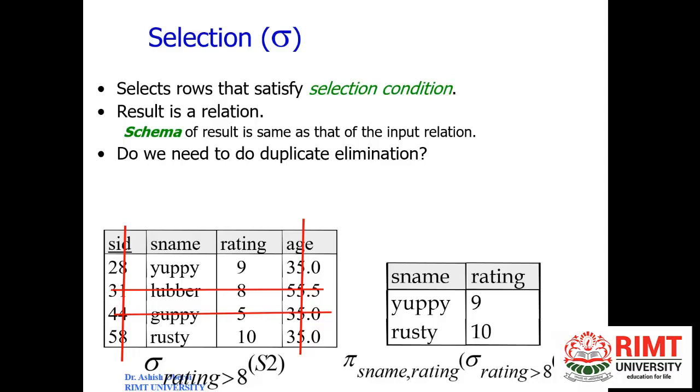But if this type of query is there, just note down what the query looks like in the form of a sentence that may appear in the examination. Write down the query: display S name and rating from the relation S2 whose rating is greater than 8. It means here we need to use two operators. Clear? So note this down.